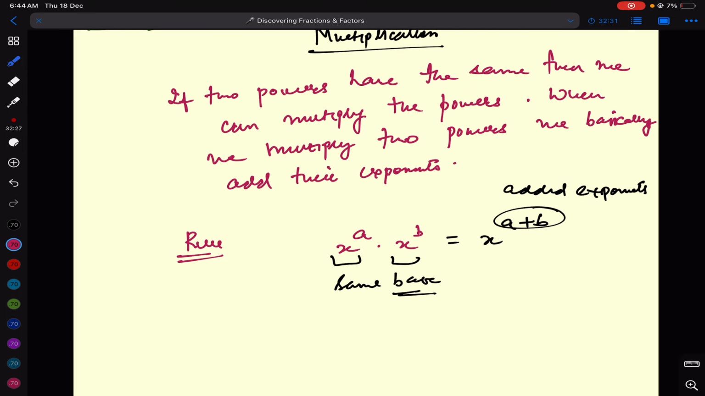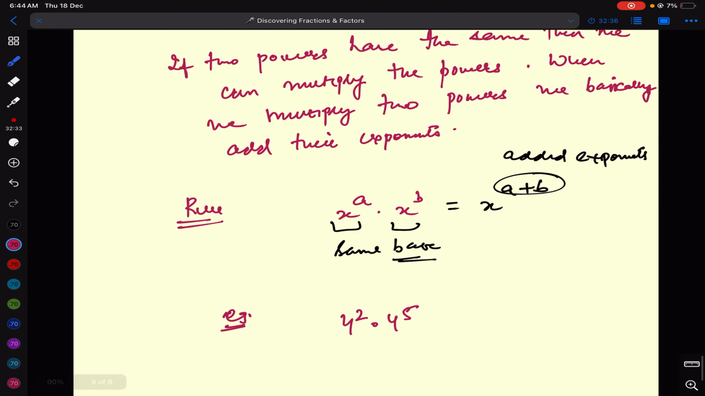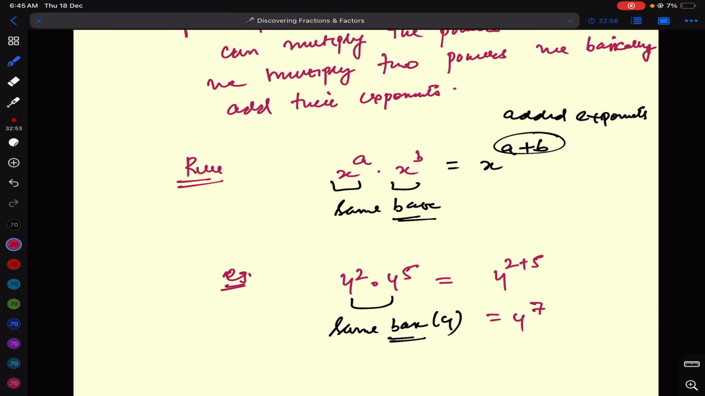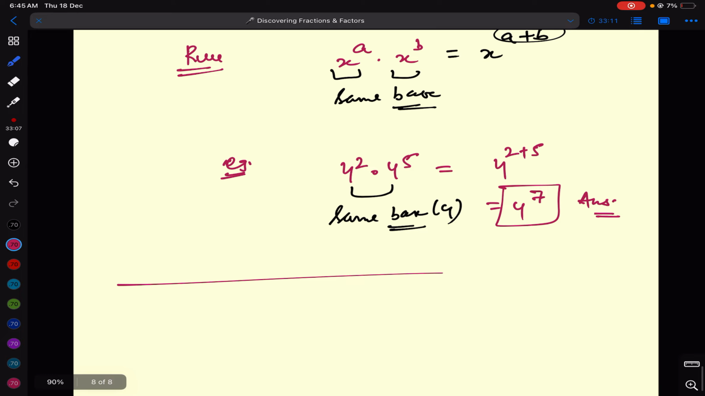Now let's take a realistic example. That is going to be 4 square multiplied with 4 to the 5. If you see carefully, this is the same base, which is 4. When you multiply these two, what do you get? 4 will have the added exponent, which is 2 plus 5, and that is 4 to the 7. So we added the exponents because we had the same base, and that's how we multiply two powers. Clear?